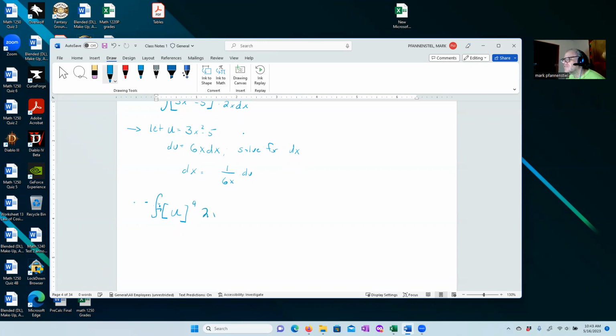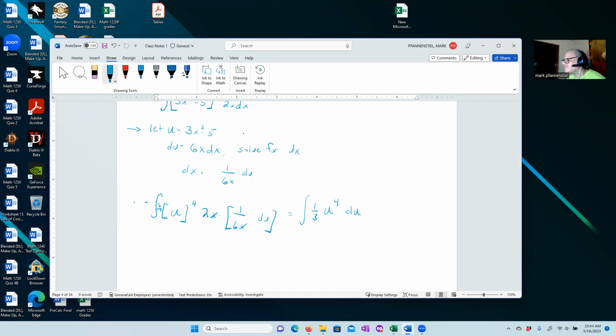There we go, 2x times our dx. Now, what the heck is dx? dx is 1 over 6x times du. There's some stuff that's going to cancel here, okay? The 2 and the 6 are going to cancel, so we're effectively left with the integral of 1/3 u to the fourth. And the only thing that is left in this brackets here is going to be our du.